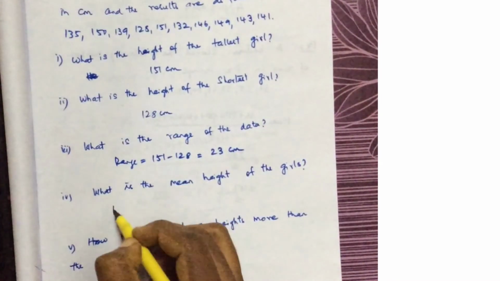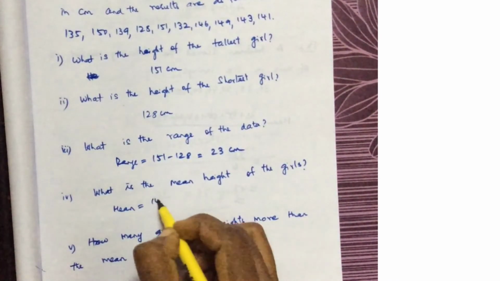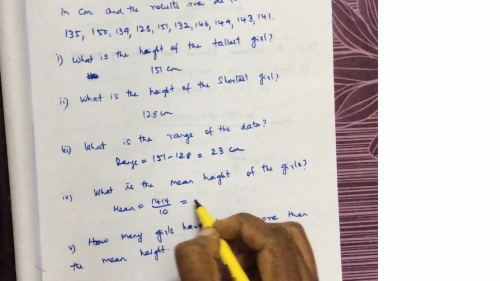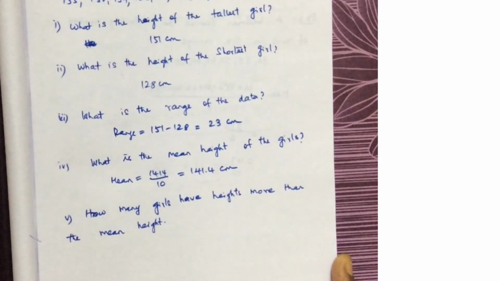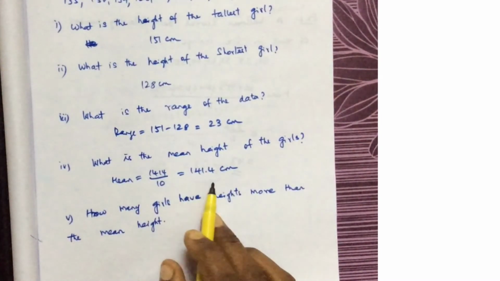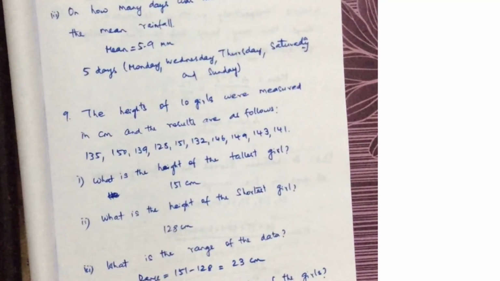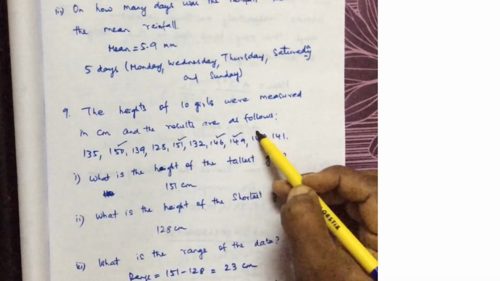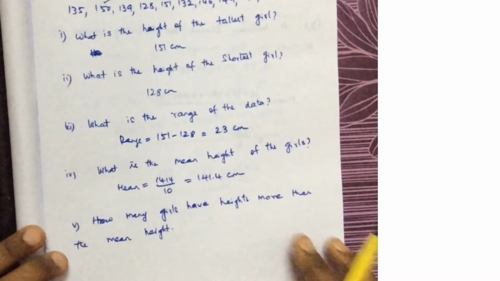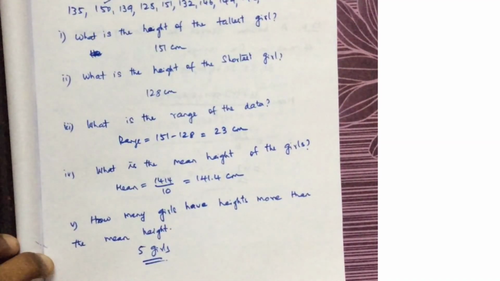What is the mean? Mean is, you have to add all the 10 entries and divide by 10, that is equal to 141.4 centimeters. Okay, how many girls have height more than the mean height? The mean height is 141.4 centimeters. We have to count how many girls have more than this height. So, this is 1, 2, 3, 4 and 5. Totally 5 girls. So the answer is 5 girls. 5 girls have heights more than the mean height.